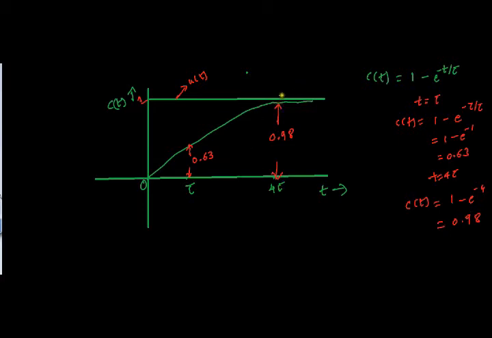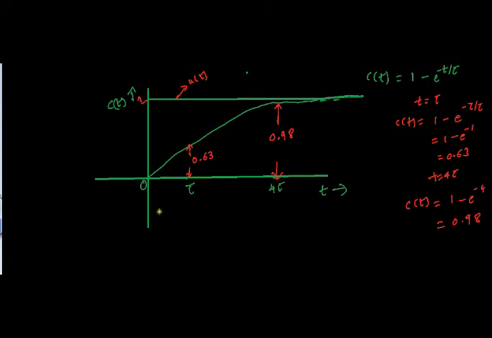Now unit step is equal to 1. So at t is equal to 4 tau, the response will reach 0.98. It won't reach 1. It will reach the maximum value, that is equal to 1, which is the value of input, only at t is equal to infinity. At that time both input and output will be equal to the same value, which is 1.